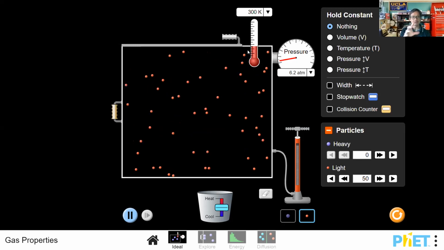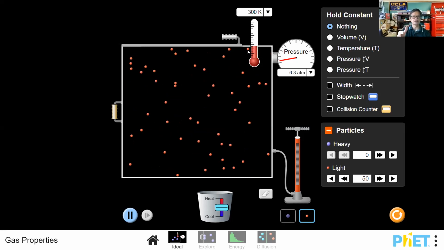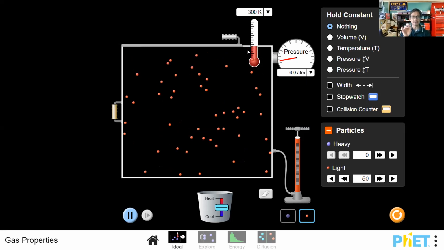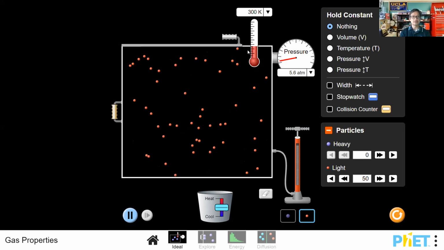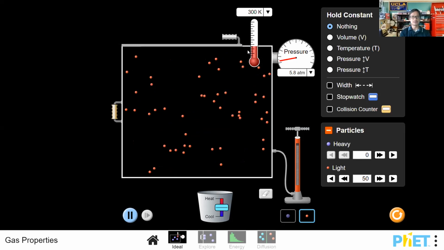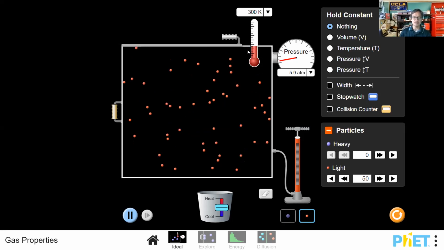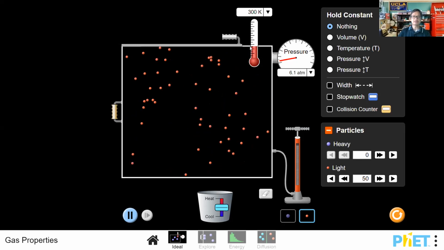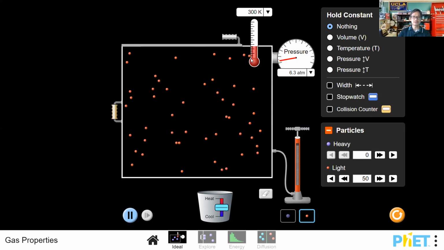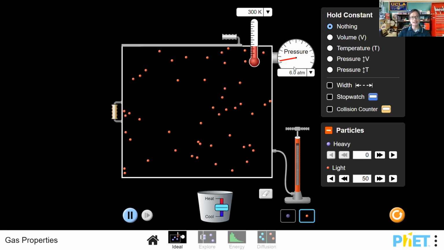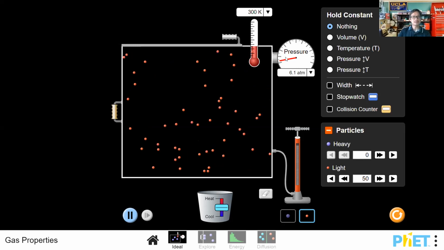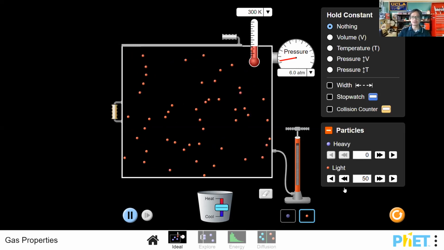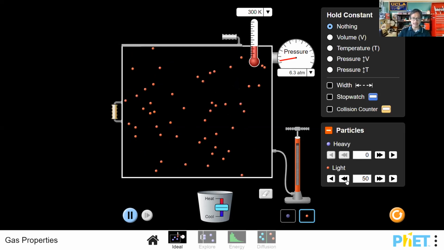Don't worry about what momentum is. Momentum is mass times velocity. So their momentum will be different, but essentially their kinetic energy is going to be the same, because they're moving at the same rate here, and we know that because the temperature is still the same. The temperature is still the same, and the pressure is still the same. And so the pressure and the temperature do not change as a result of the type of gas that we put in there.